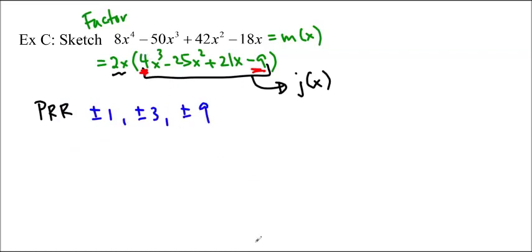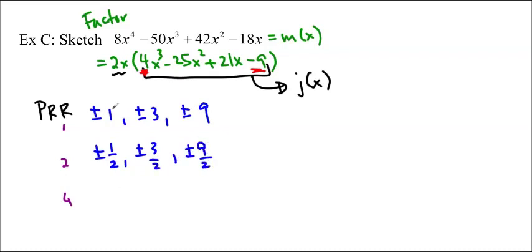And then you look at the 4, and you say, okay, what are the factors of 4? I know that they are 1, 2, and 4. And these are going to be the denominators. So I'm going to copy these numbers in and then put them over these numbers like this. So plus minus 1 over 2, plus minus 3 over 2, plus minus 9 over 2.